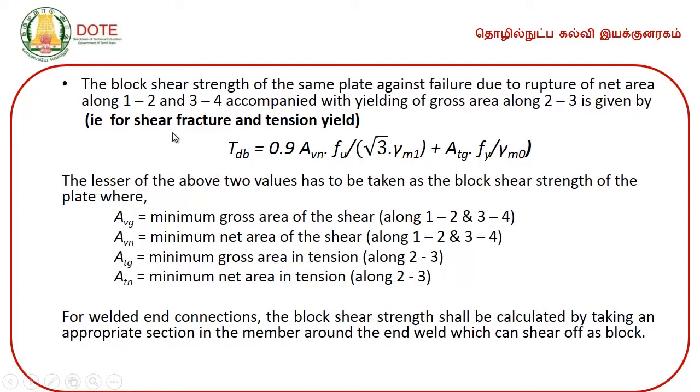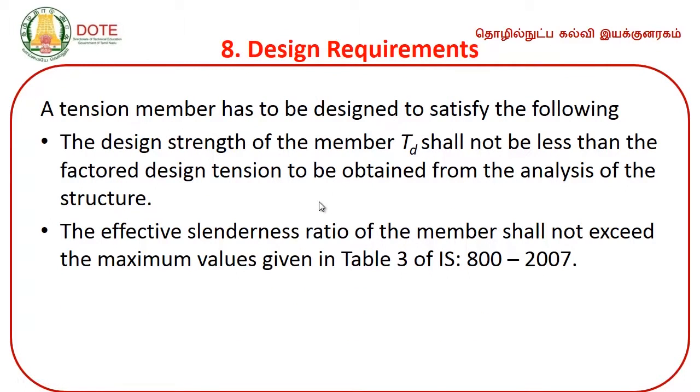Again, this is the shear plane in fracture and the tension plane in yield. This is the net area in shear. When I say net area, it should be associated with the ultimate stress. Again in shear, this is the gross area, always associated with yield stress. So, this we have to remember. The design requirement, of course, is that the design strength of the member should not be less than the factored design tension obtained from the analysis of the structure.